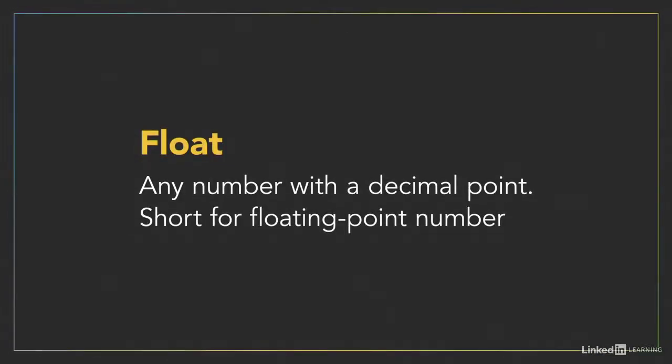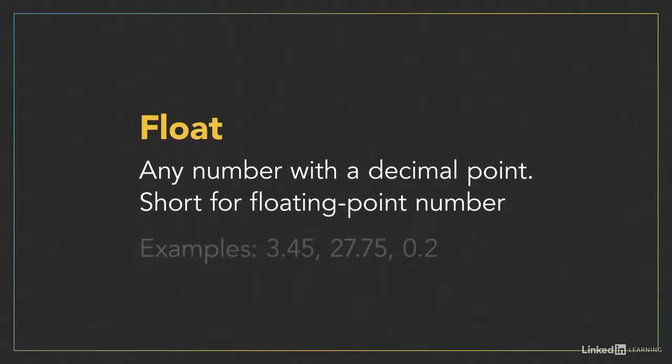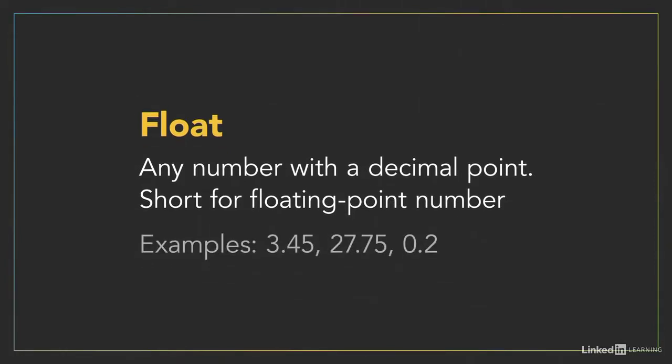Whereas in most programming languages, numbers with decimal places are considered special, and they're typically called floats. A float is any number with a decimal point. It's short for a floating point number. It's used for when more precision is required, like in the case of our hourly rate. Let's look at how Python works with floats.